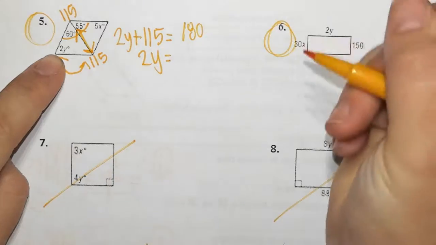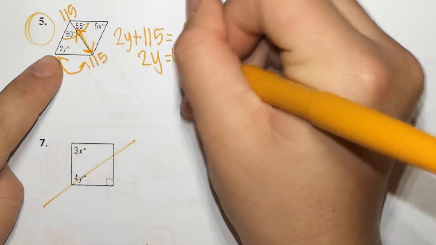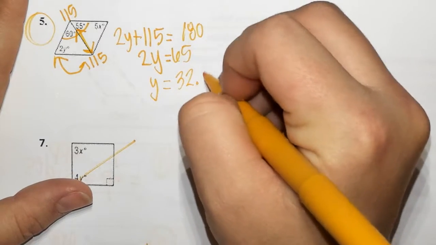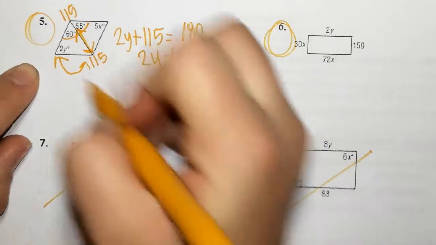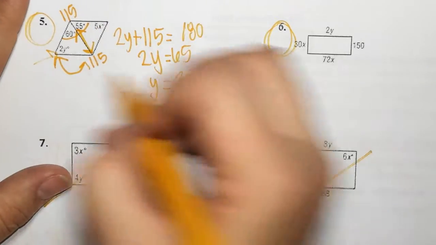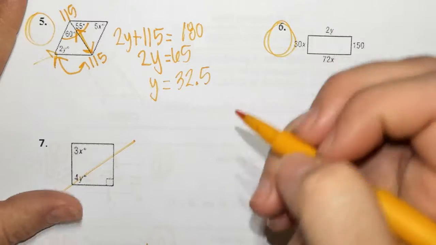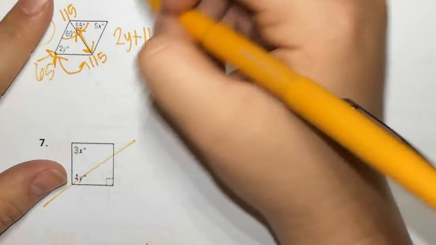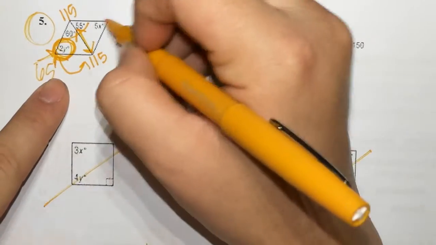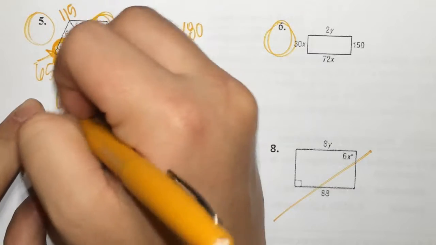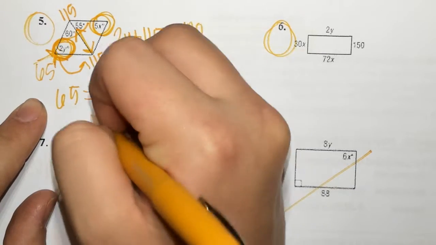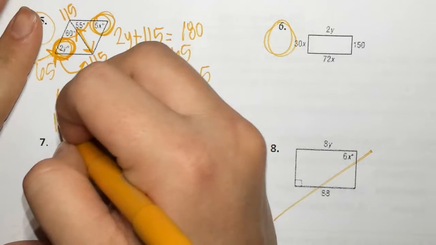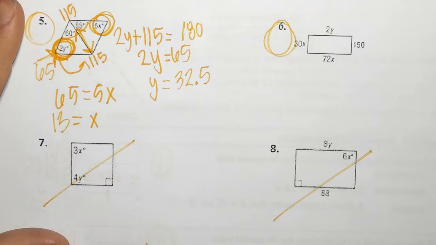What's 180 minus 115? 65. And so y is equal to 32.5? Okay, well, if y is 32.5, plug it back in here. What's 32.5 times 2? 65, right? So, isn't this angle right here congruent to this angle? So I would set 65 equal to 5x, which makes x equal to 13? Yeah, it says 150.